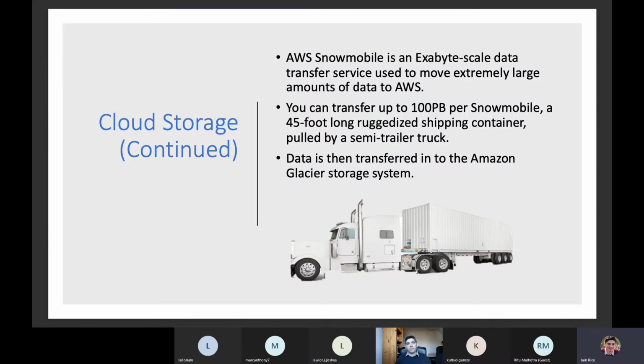So what we do is there are some very big trucks. For instance, the Amazon Web Services versions are called Snowmobiles. It's an exabyte-scale data transfer service. You put an absolute load of individual hard disk drives into the back of this truck, and they will go and transfer up to 100 petabytes of data per Snowmobile. So a colossal amount of data in one of these giant shipping container rigs, trucks, that will then pull it to an Amazon Glacier storage system and upload it all to the cloud for you.